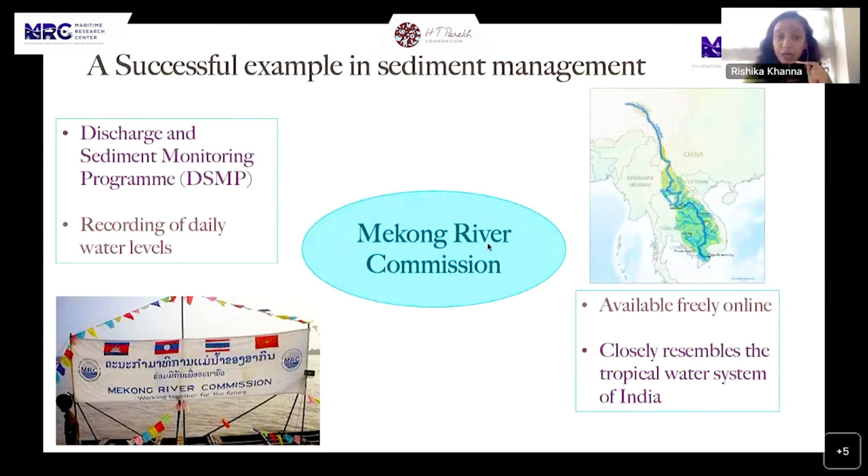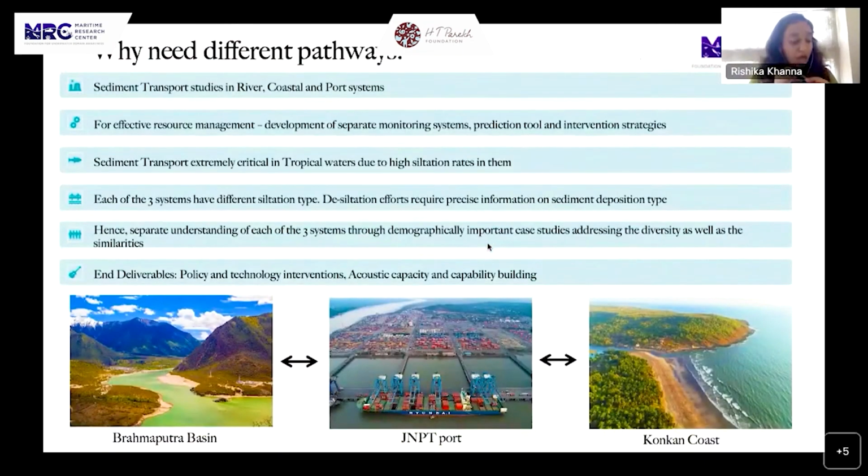Why do we need to take inspiration from this commission? Because the water system of Mekong River very closely resembles the tropical water system of India, and they can provide some useful insights on how to go towards a successful sediment management program. Now we are studying three different pathways at MRC, that is river, coastal, and port systems. So I will go through why we need three different pathways.